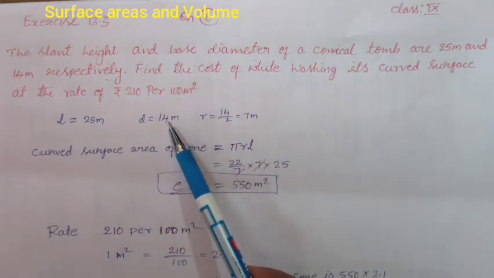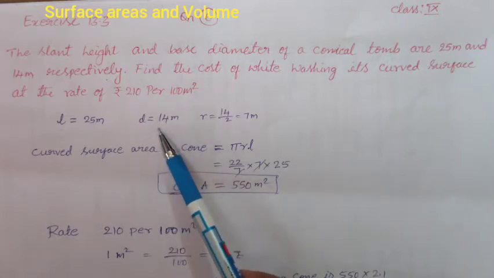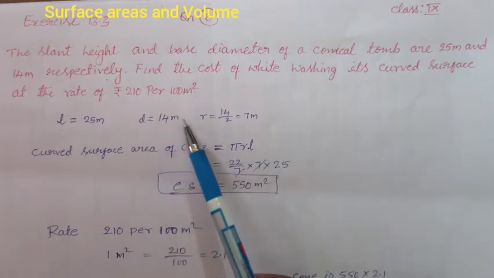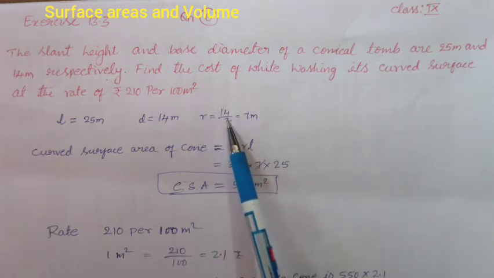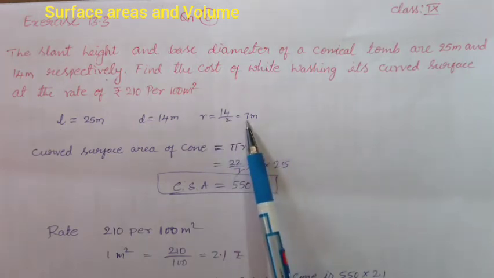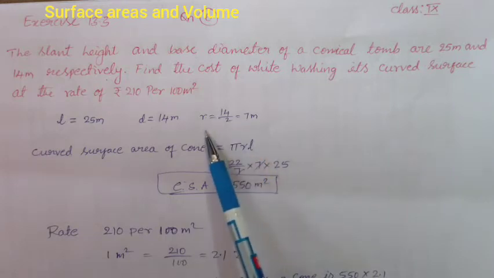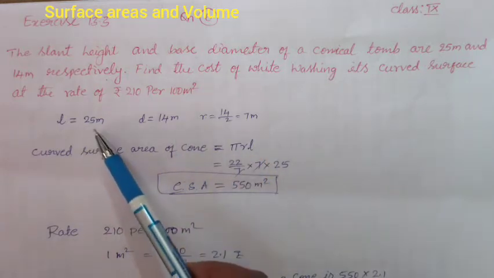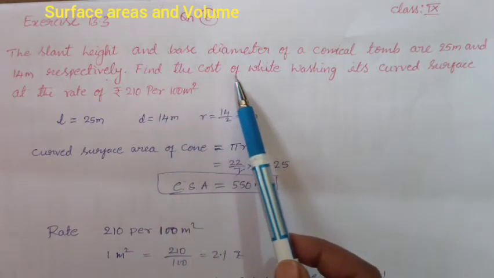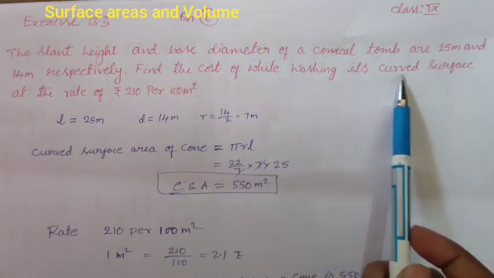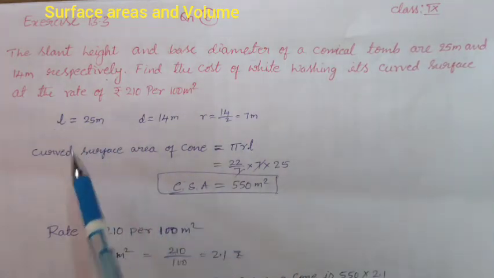It is given. Okay. So here the diameter is given. Here I want to find the radius. The radius is half of the diameter, that equals 7 meter. Means the radius is given and also the slant height is given. What is to be found out? Here we have to find the cost of whitewashing its curved surface area.